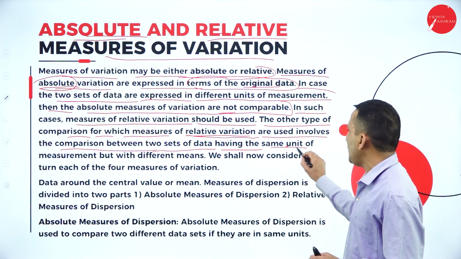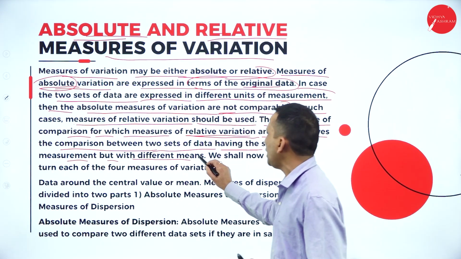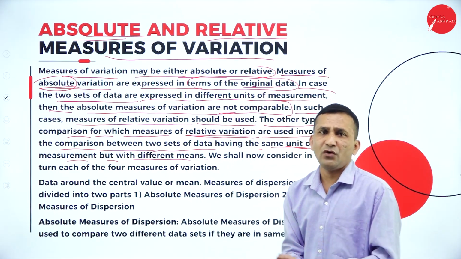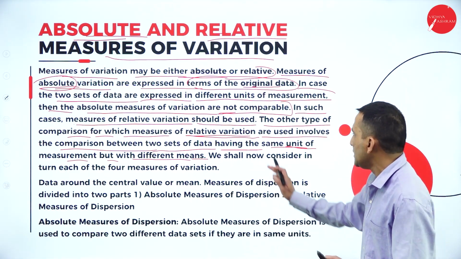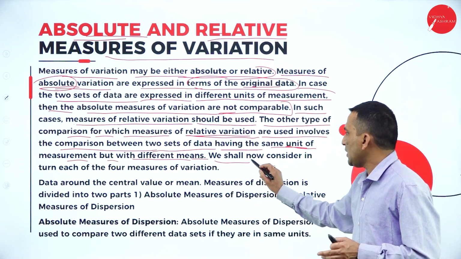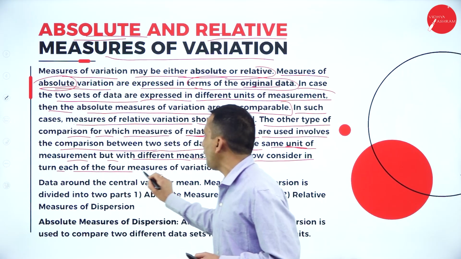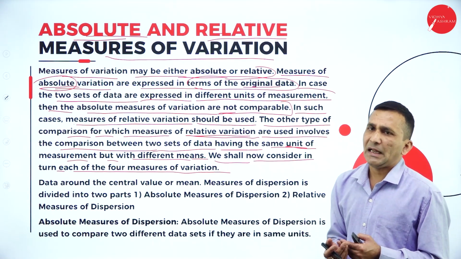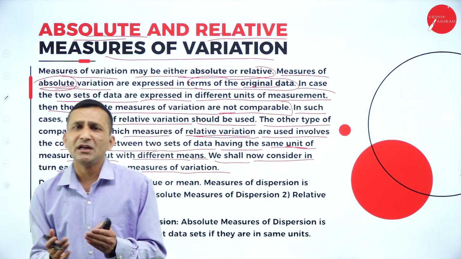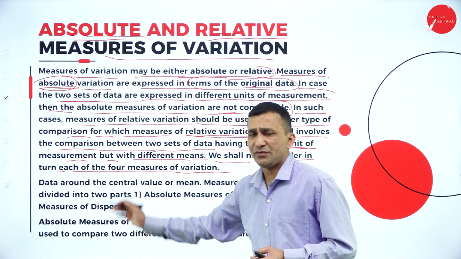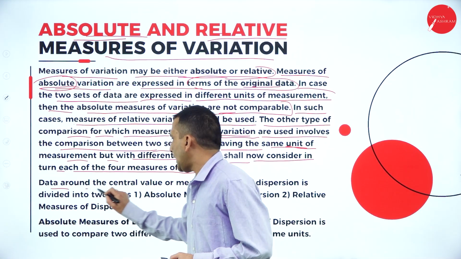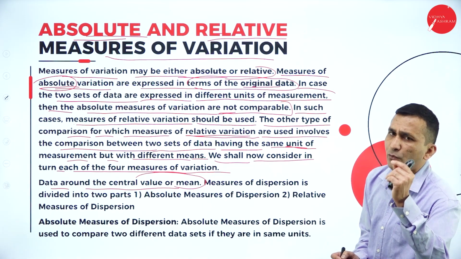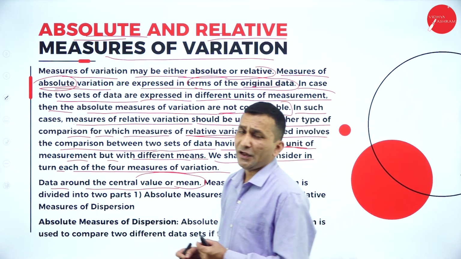So having the same unit of measurement but with different means. In the last 4 sets, whatever is given, we are getting a mean of 47, 47, 47. Each and every set gives the same mean value of 47. We shall now consider in turn each of the 4 measures of variance. After calculating the arithmetic mean, if different arithmetic mean values are getting, in that case we are trying to identify the data around the central value or mean. In central tendency, we are able to find out only one single value, like the mean value, median value, mode value.